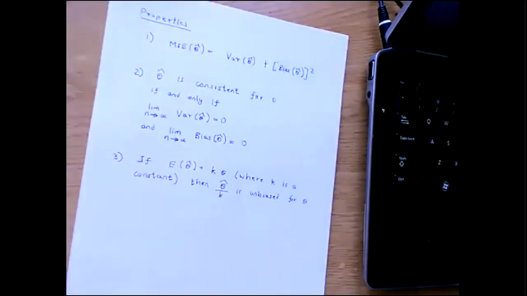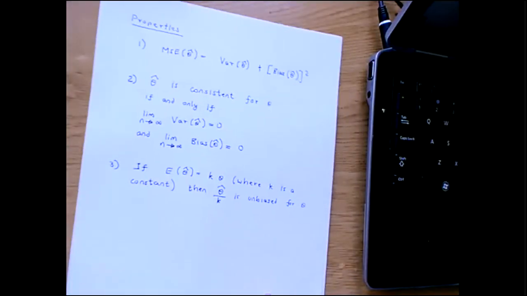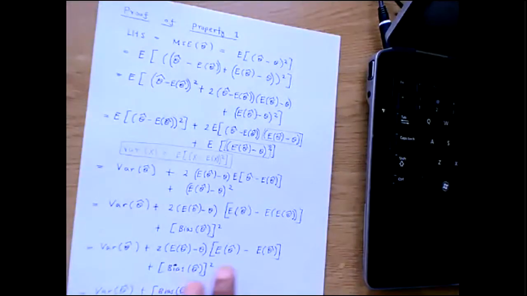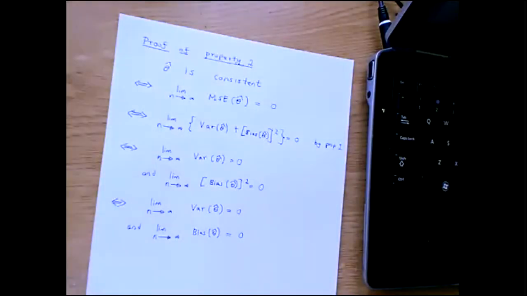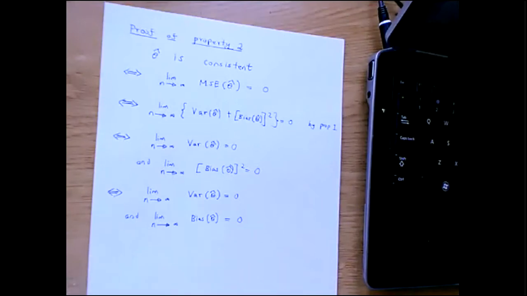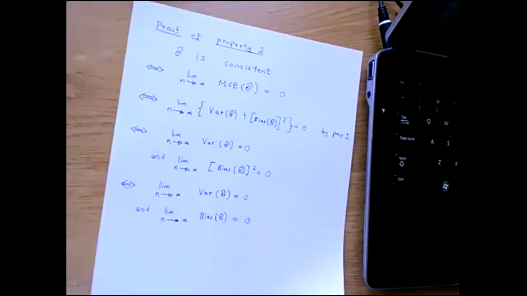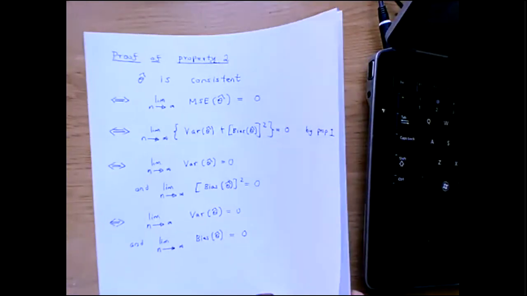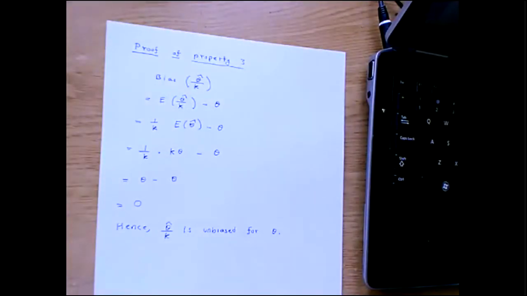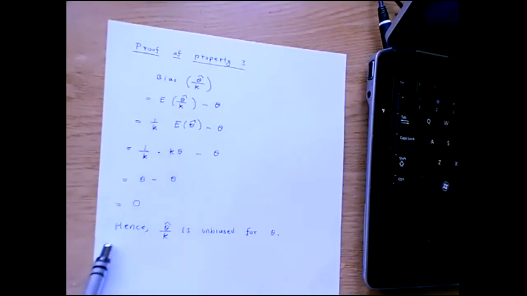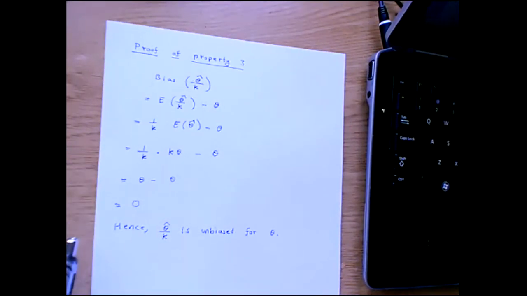Right. All right, guys. So are you okay with the proof of property 1? What about property 2? Are you okay with this proof? I mean, let me know. Are you okay with the proof of property 2? And what about property 3? Property 3 is obvious. I mean, it's trivial. This is the proof of property 3, guys. Okay. All right, guys.